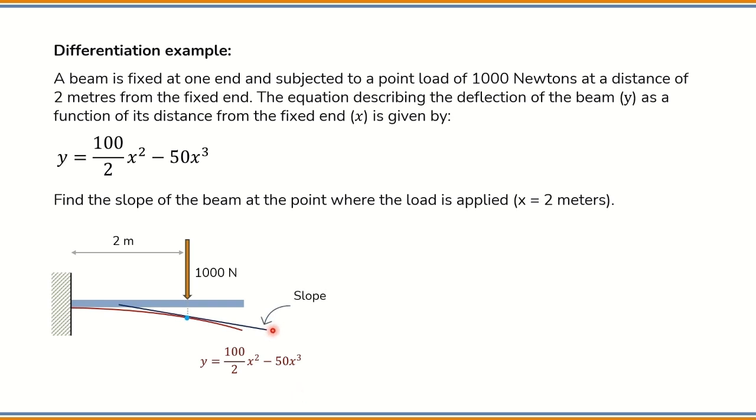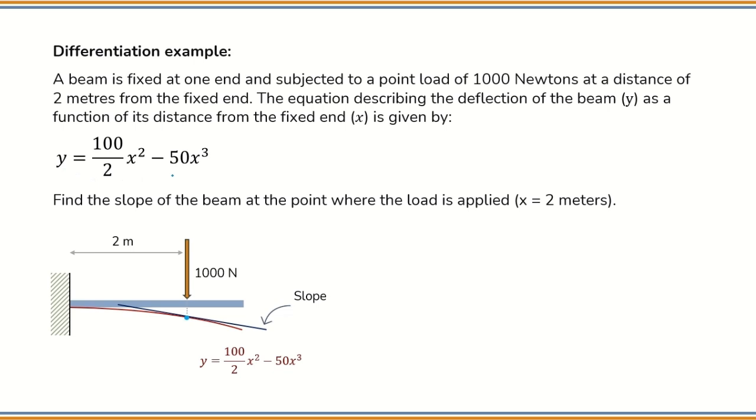Find the slope of the beam at the point where the load is applied, x equals 2 meters. The slope is the tangent line at the point where the load is applied. And this is what we are going to calculate using differentiation. I need to differentiate this equation. So dy dx equals 2 times 100 over 2 x to the power of 2 minus 1, which is 1, minus 3 times 50x to the power of 3 minus 1, which is 2.